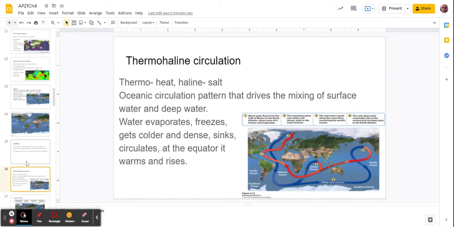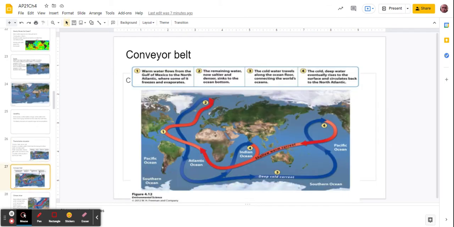Another really big important thing is the thermohaline circulation. Thermo meaning heat, haline meaning salt. So it's driven by heat and salt. It's an oceanic circulation pattern that drives the mixing of surface water and deep water. So your water evaporates and it freezes. It gets colder and dense and it sinks. And it circulates along the ocean bottom. And it rises in certain places in the equator. And it gets warm again. And it does the same thing. Let's see this image bigger.